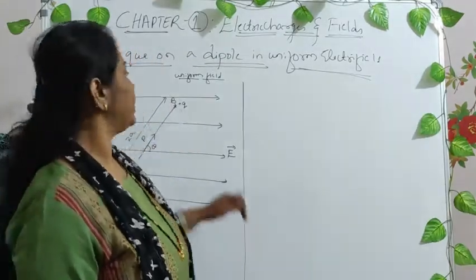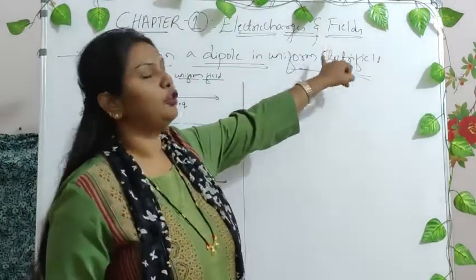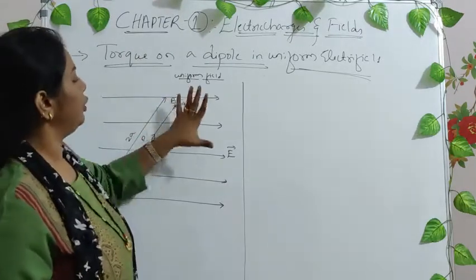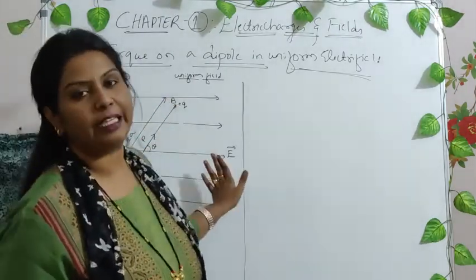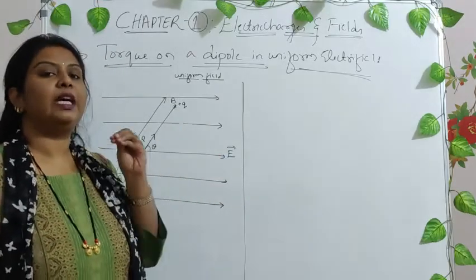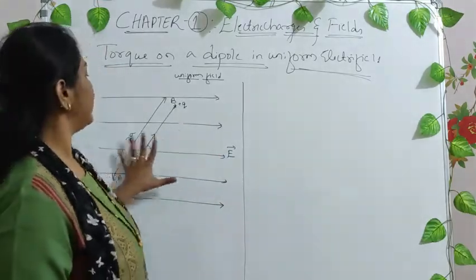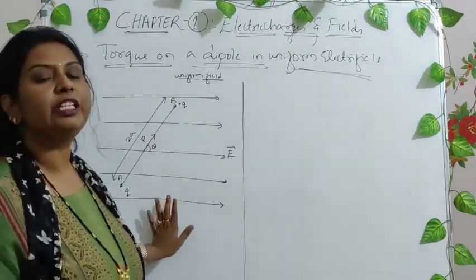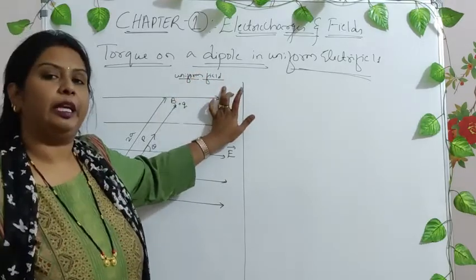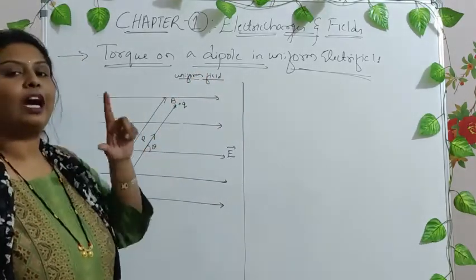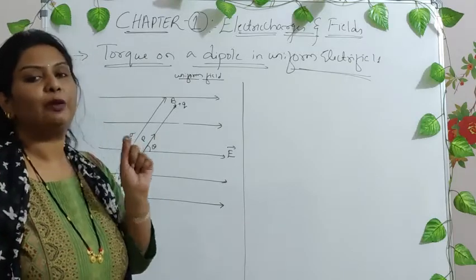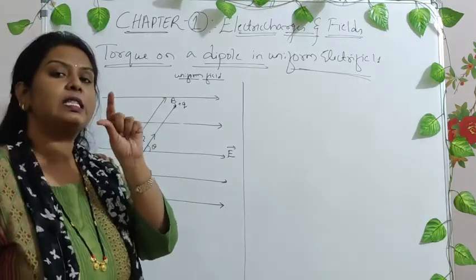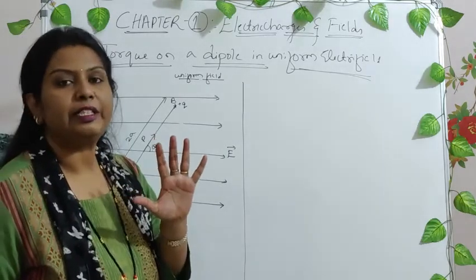Now the next derivation will be torque on a dipole in a uniform electric field, right? Let us consider a dipole kept in a uniform electric field. What do we mean by a uniform electric field? The magnitude and the direction of the electric field are the same at different places in that region, and we call it a uniform electric field. What do we mean by a dipole? Two equal and opposite charges placed a very small distance apart is called an electric dipole, right?